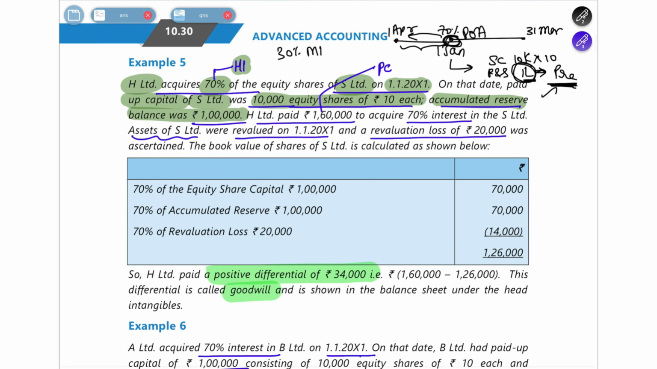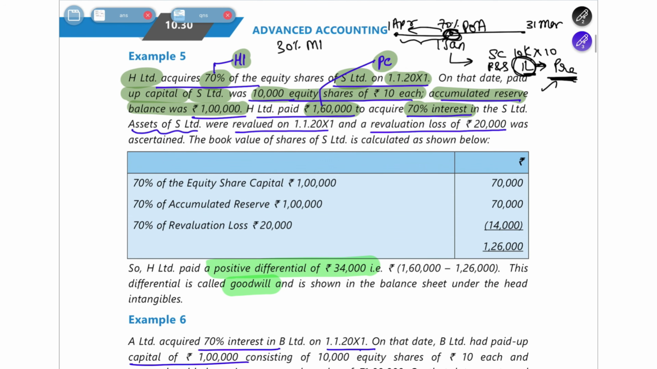Okay. Then they are telling that H Limited paid 1,60,000 to acquire 70% interest. This 1,60,000 they paid to the S Limited. So what they have paid is a purchase consideration. Fine. Then here they are saying that assets of S Limited were revalued. So revaluation has happened here on 1st Jan only, and there was a revaluation loss of 20,000.